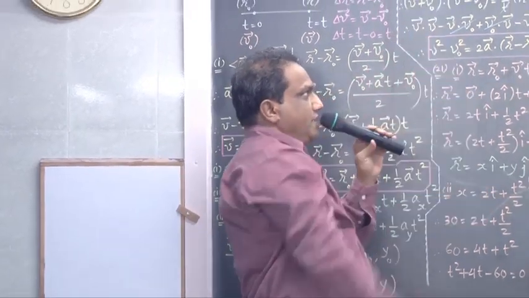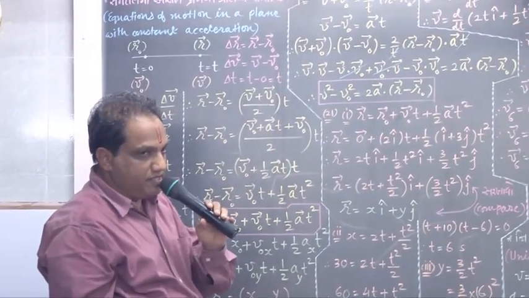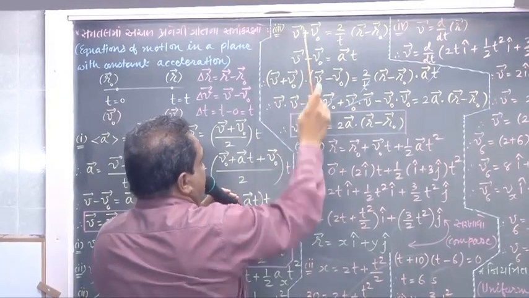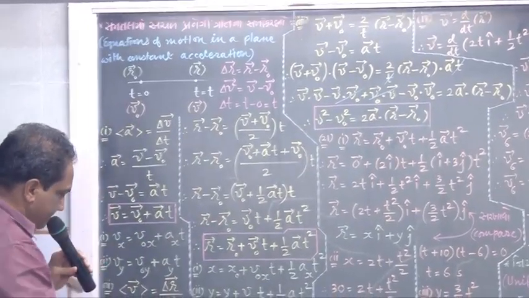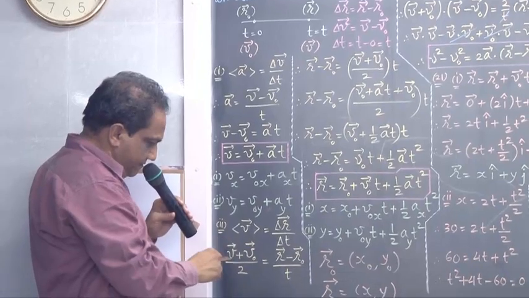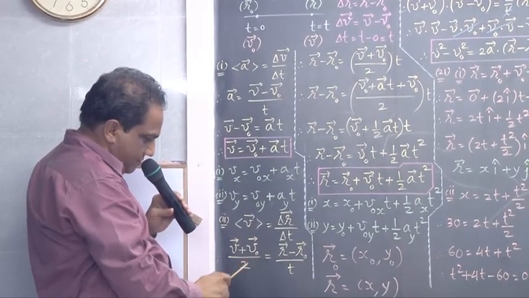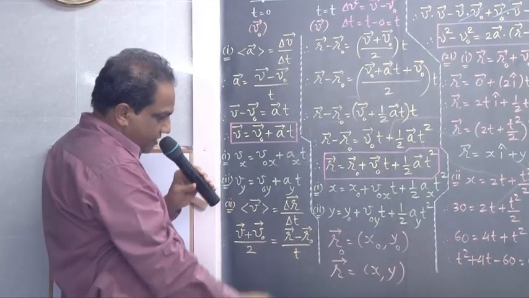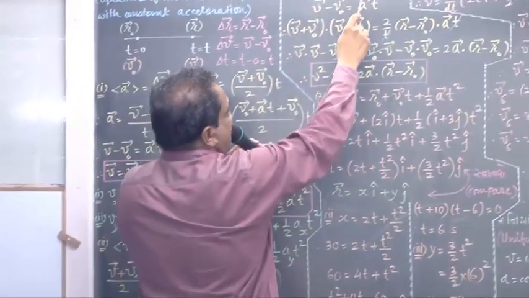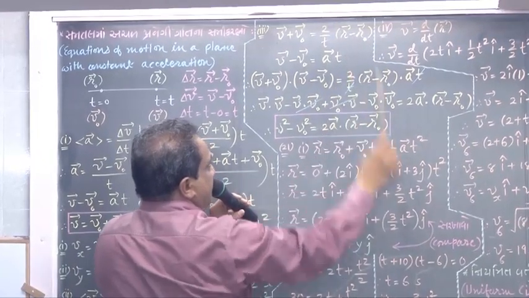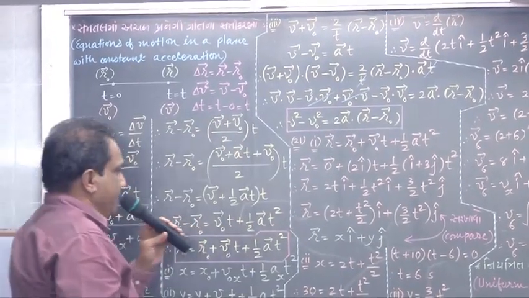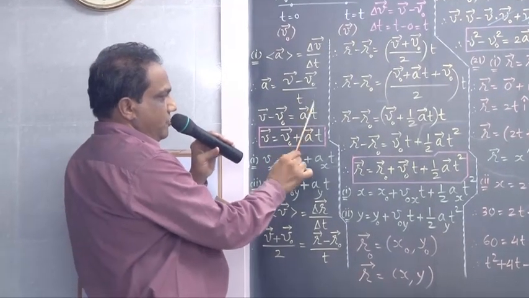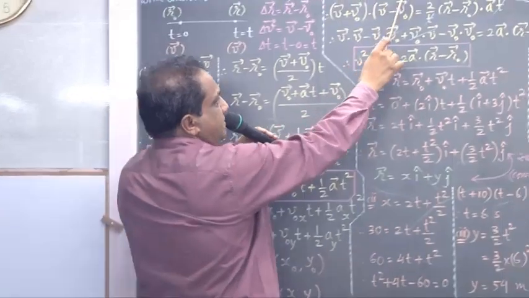This derivation is not there in the textbook. Directly they give the final step. I am showing you how to derive that. For vector v plus vector v0, just find it out from here. Transfer this 2 here. So 2 upon t into vector r minus vector r0. Then find out vector v minus vector v0. Here it is, vector a into t.